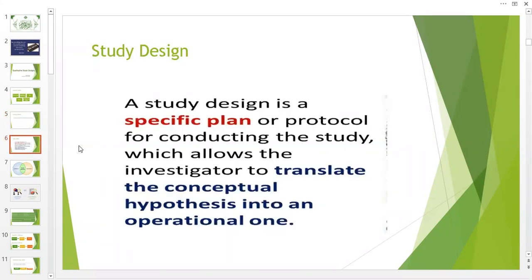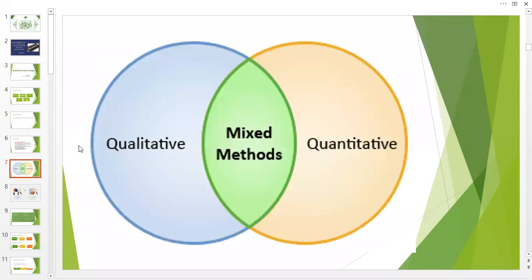A study design is a scientific plan or protocol for conducting the study which allows the investigator to translate the conceptual hypothesis into an operational one. There are two types of study designs, the qualitative study designs and the quantitative study designs.